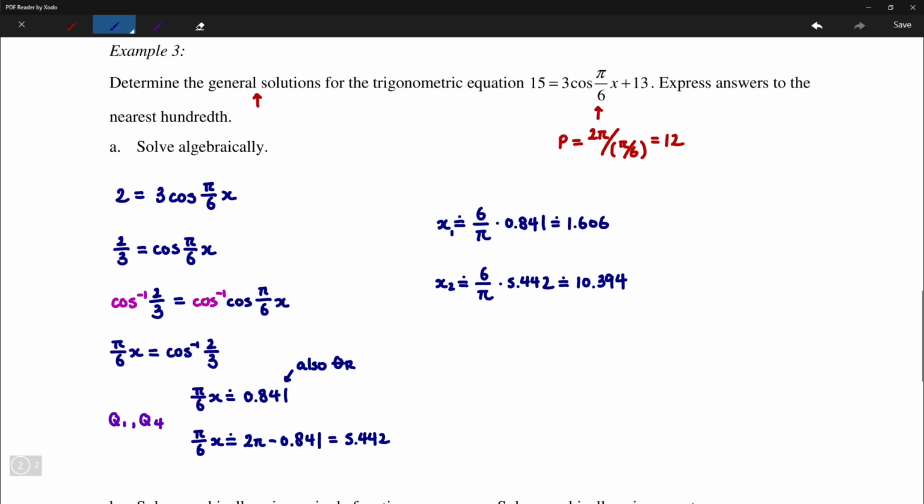We're looking for the general solution, which means we do have to add the period. And as we found earlier, the period is 12 units. So we're going to add 12n in both parts here, where n is, of course, an integer.